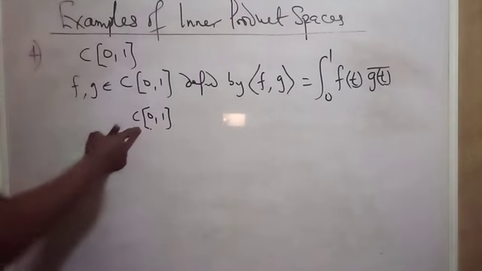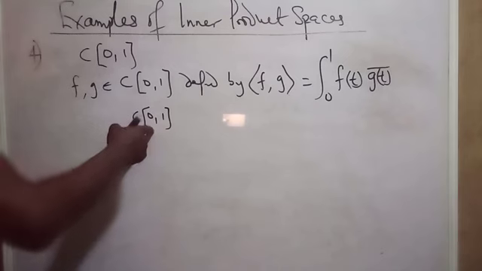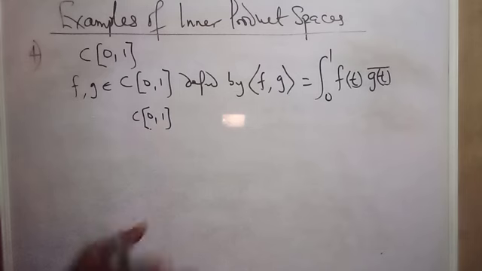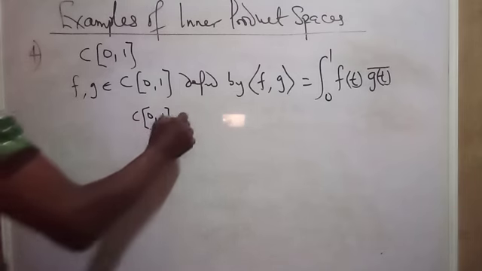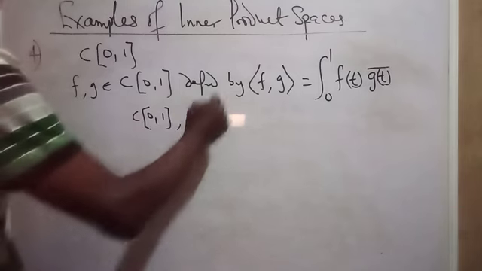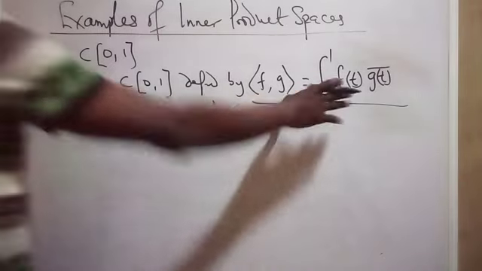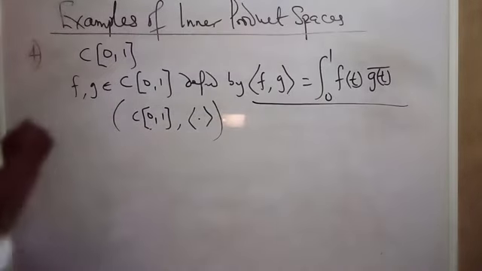is a space of complex continuous valued functions, or continuous complex valued functions, or whichever way we want to call it. Together with the inner product, this forms what we call an inner product space, and it's defined by this. So that's the definition. All right, now let's look at another one.